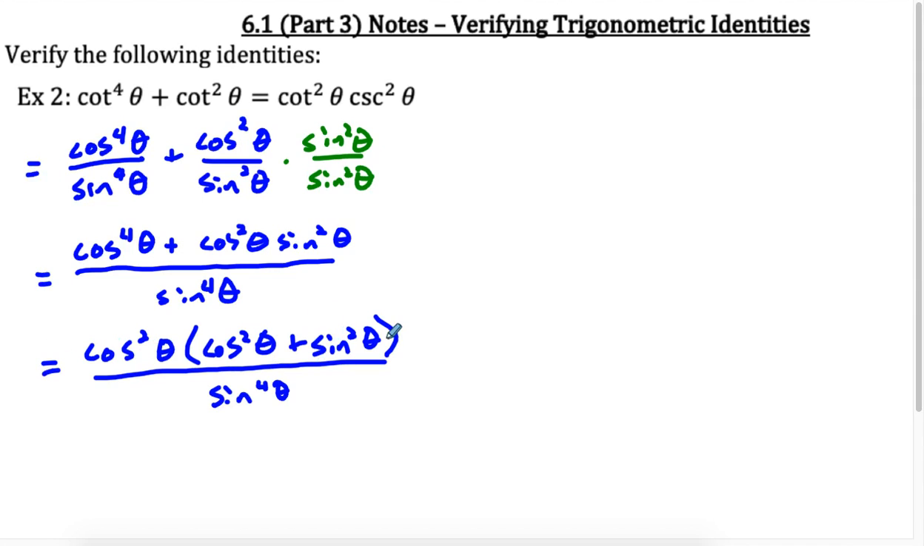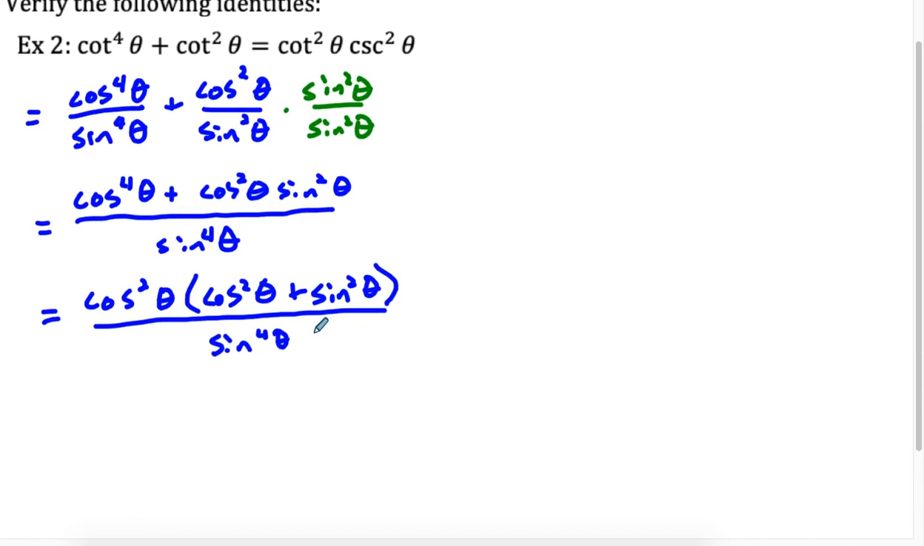Well, yet again, cosine squared plus sine squared shows up. That is a Pythagorean identity, and that is just equal to 1. So we will just end up with cosine squared over sine to the fourth. Technically, cosine squared times 1, right? But we know that's just cosine squared.